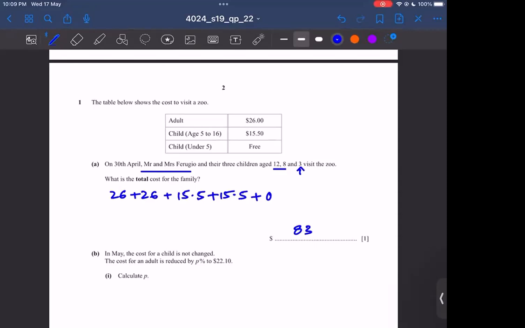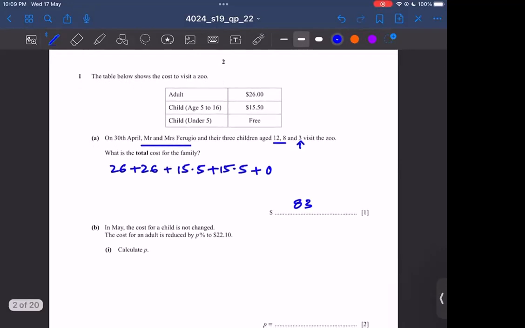In part B, it says in May, the cost for a child is not changed. The cost for the adult is reduced by P% to 22.10. Calculate the P. So the adult cost is changed. It was $26 first. Then in May, it becomes 22.10. So how much percentage is it reduced? What is the decrease in percentage? So I'm going to take the difference, 26.00 minus 22.10.